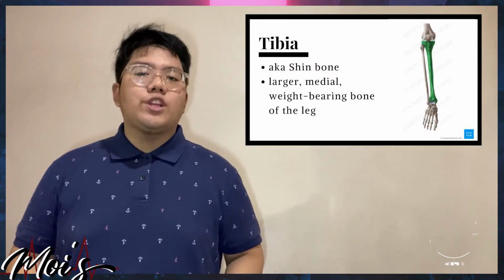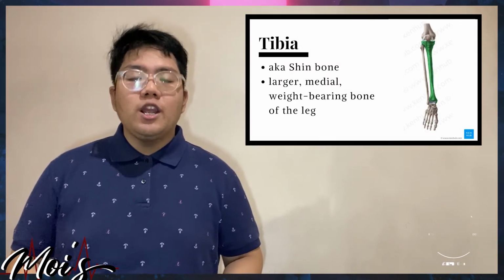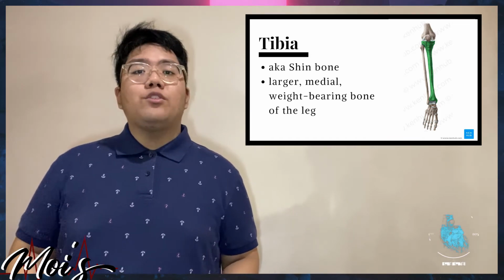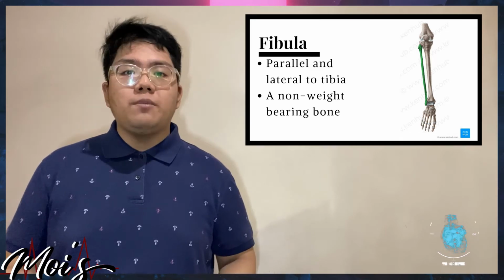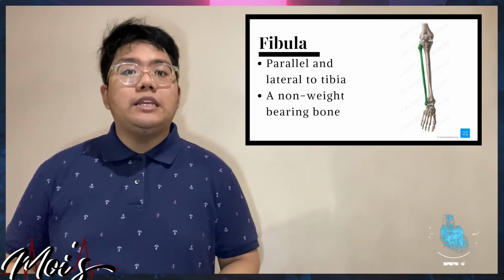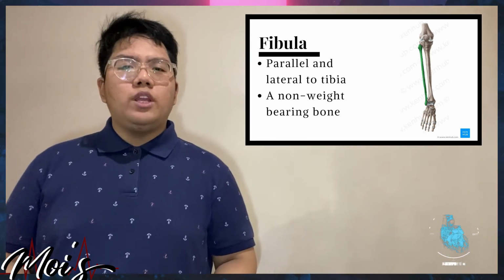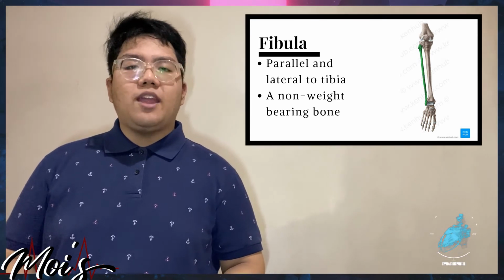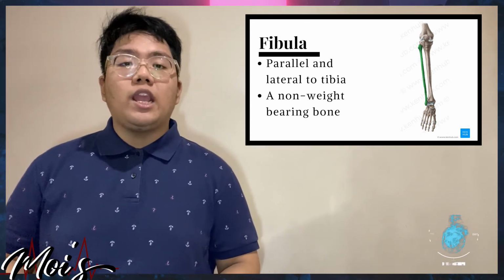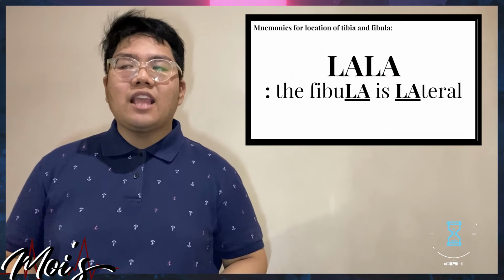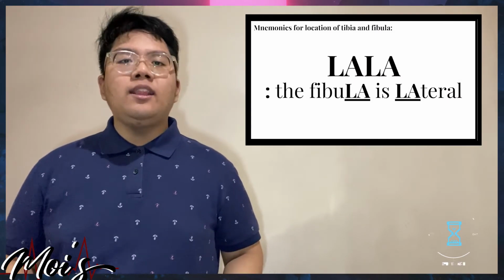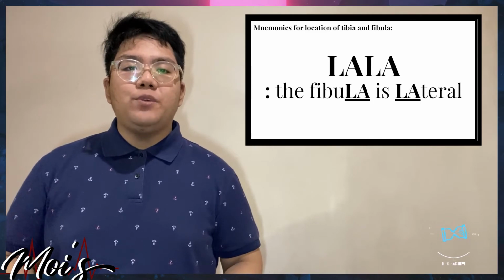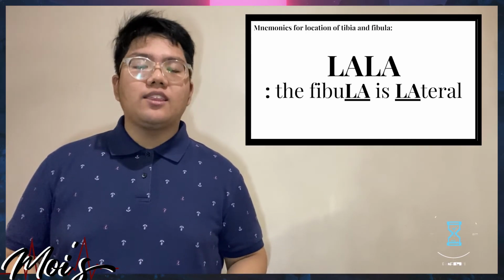The tibia or the shin bone is the larger, medial, weight-bearing bone of the leg, while your fibula is parallel and lateral to your tibia, but it's considerably smaller. I have a mnemonic for the location of the tibia and fibula. So we have the mnemonic LALA, meaning that the fibula is lateral.